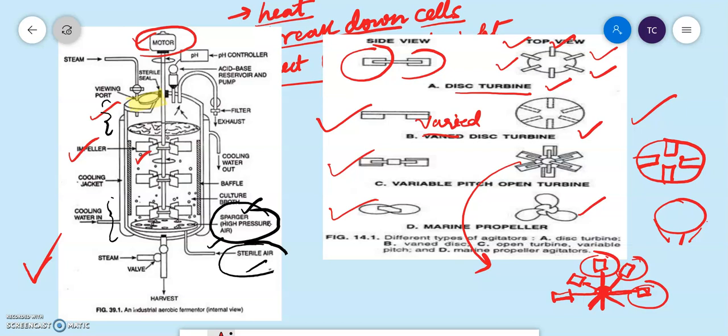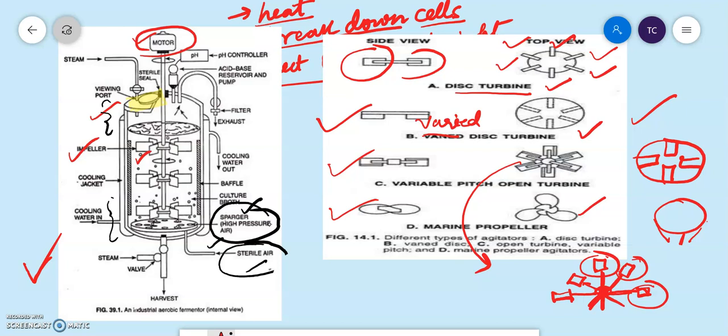So for impellers, you have to keep in mind the aspect ratio of the fermenter for fixing the number of blades and the height of the shaft. And moreover, you have to keep in mind another important point, that is the cell breakage has to be reduced, and accordingly you have to inculcate new designs of your impeller.